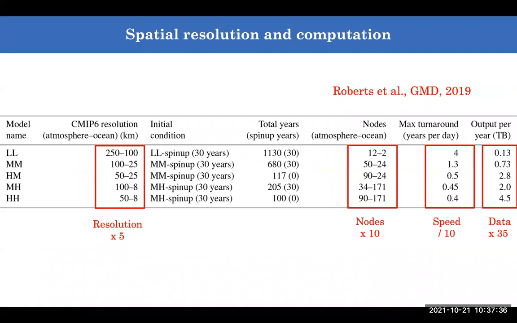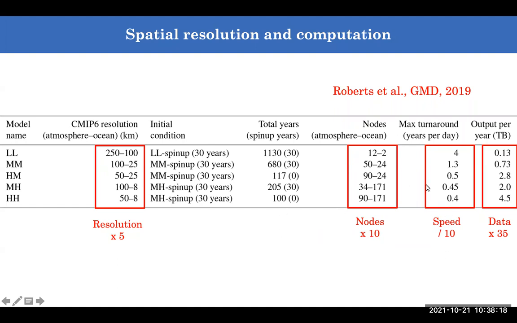But it has a cost, and if we look here, these numbers given by the UK Met Office study in this paper, you see that going from the first line to the bottom line, so 250 kilometers in the atmosphere down to 50 kilometers, so increasing the resolution by a factor of 5. You look at the nodes, you go from 12 to 90 nodes for the atmosphere, so you have basically an increase by a factor of 10. But a speed that increases by a factor of 10. So it's nearly a factor of 100 going to a resolution of 5, increasing by 5.